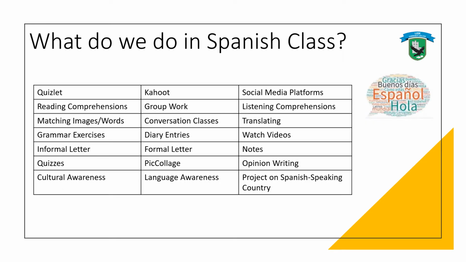So, what do we do in Spanish class? There are many ways that we can learn Spanish. For example, Quizlets, Kahoots, social media platforms. We can work in groups, have conversations, complete listening activities, translations. We can watch videos, complete some written work such as diary entries, letters, and notes. We can have quizzes. We can learn about culture through projects and complete projects on Spanish-speaking countries, posters, using Piccollage, many ways.